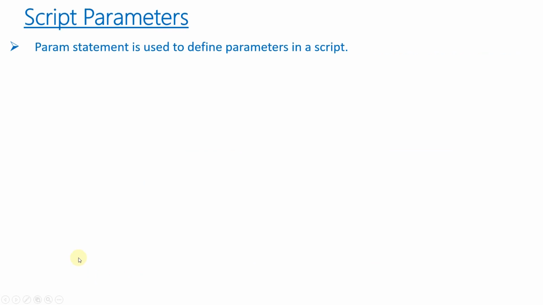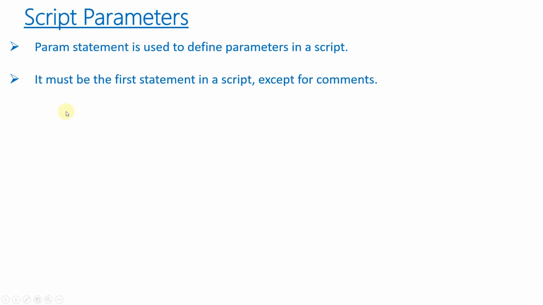Now here we will be discussing script parameters. If we want to define any parameters in a script, then we have to use the param statement. The param statement should be written first in the script, except for comments. If there is a comment, it can be written before the param statement; if there is no comment, then the param statement should be at the start of the script.